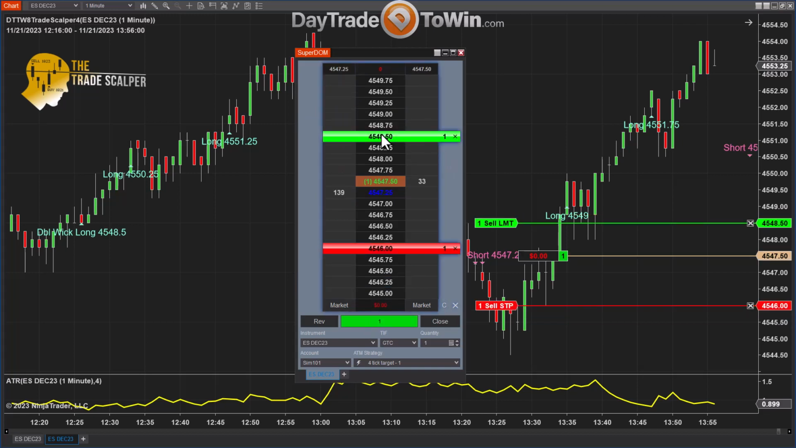Now what you're seeing here is the target and the stop. That's using the ATM strategy. That's a whole different part of NinjaTrader, which automates the targets and the stops.